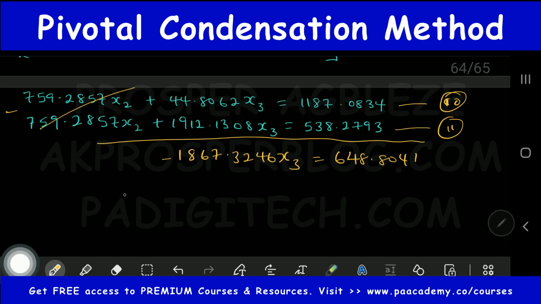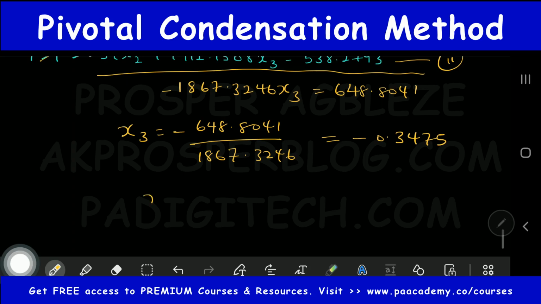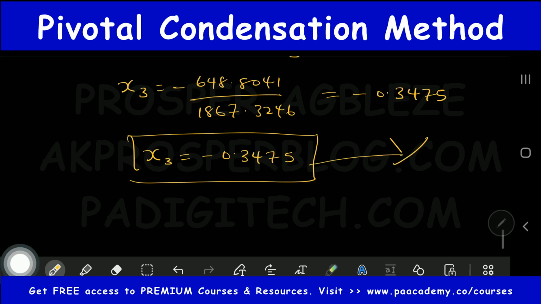In doing that, our x3 will just be equals to, once we divide both sides by minus 1867.3246, we are going to be getting minus 648.8041 over 1867.3246. All right, so if you do this, we are going to be getting our x3 to be minus 0.3475. You can see it right here, x3 is equals to minus 0.3475. So with this now we've gotten the value for our x3. Let's just take note of this.